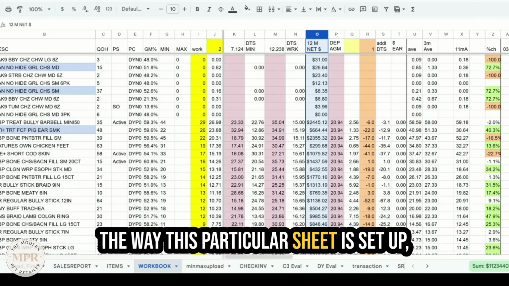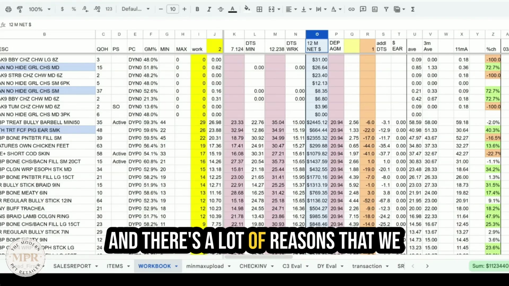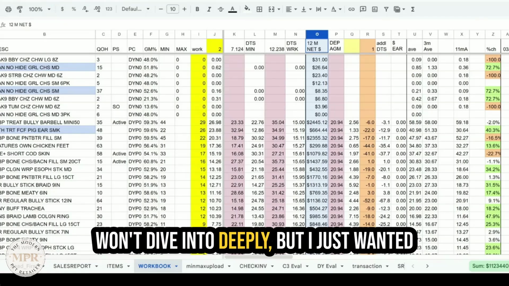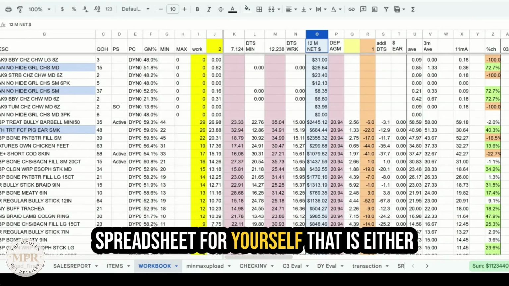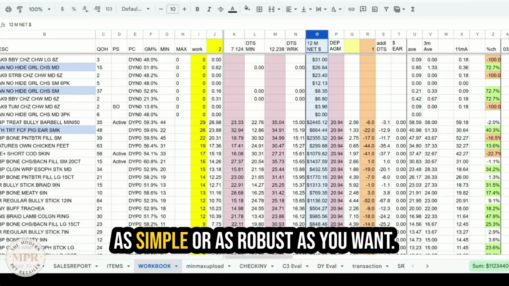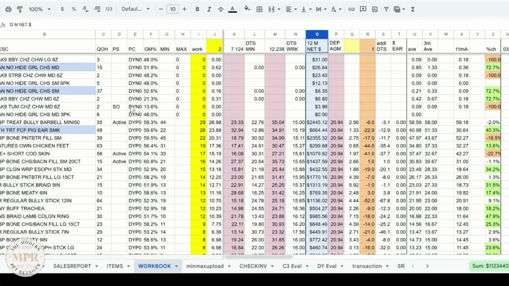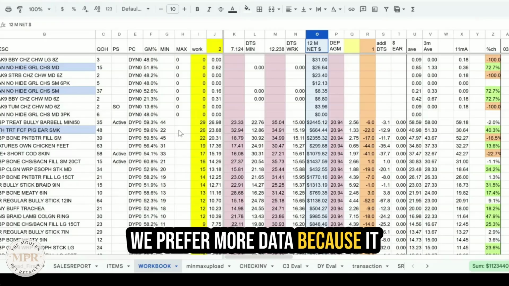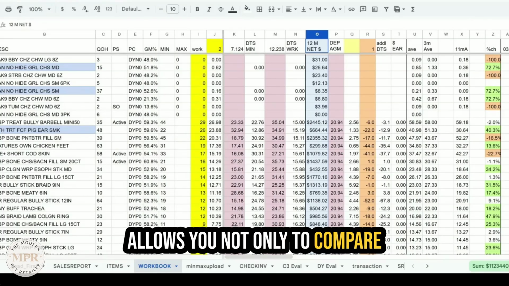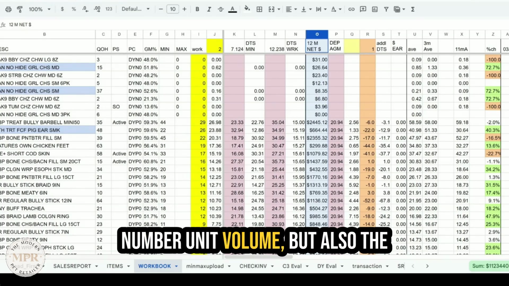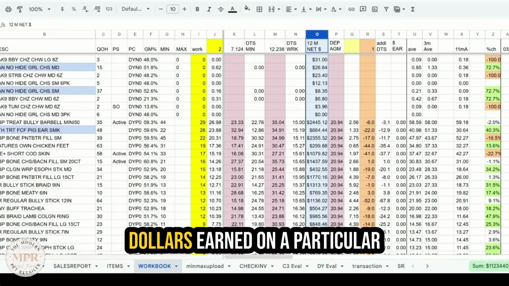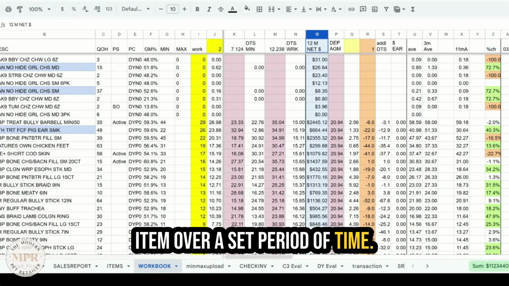The way this particular sheet is set up, and there are a lot of reasons that we won't dive into deeply, but I just wanted to give you a heads up that you can make a spreadsheet for yourself that is either as simple or as robust as you want. We prefer more data because it allows you not only to compare what is selling by sheer unit volume, but also the dollars earned on a particular item over a set period of time.